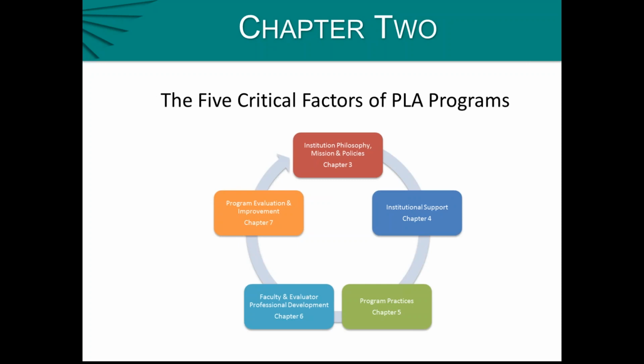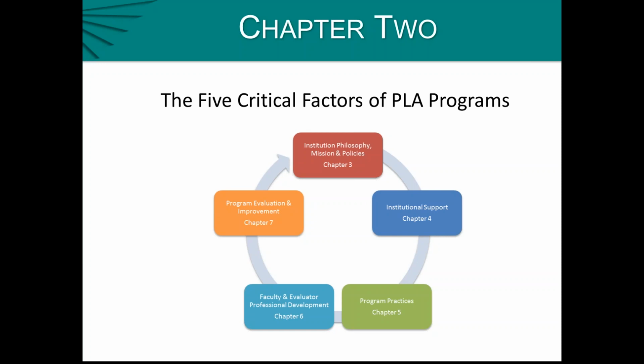Chapter 2. A little further in the webinar, I will be going over the 5 critical factors in more detail. The 5 critical factors of a PLA program are based on research that we did over 34 institutions, looking at the kinds of things that need to be in place for successful PLA programs. From this, we've been doing more work, and we've organized the handbook around these 5 critical factors. So this gives you a sense of which chapters are dealing with those.